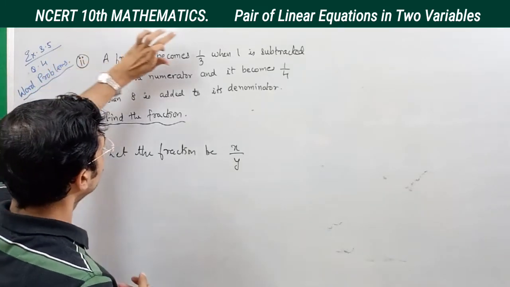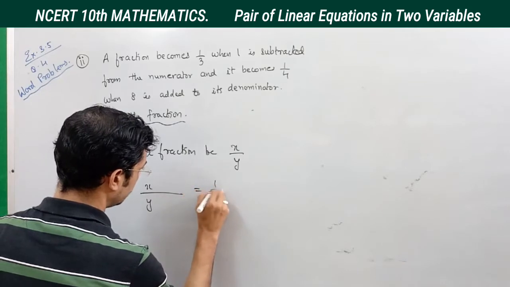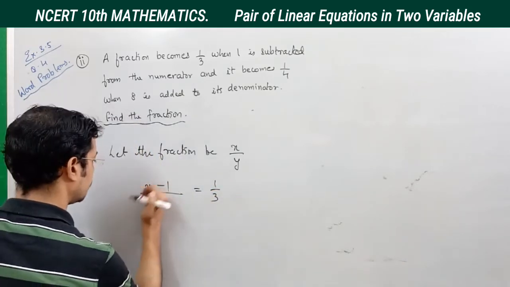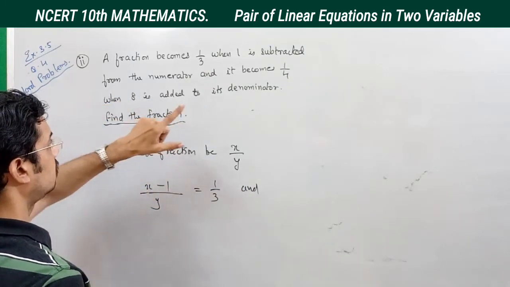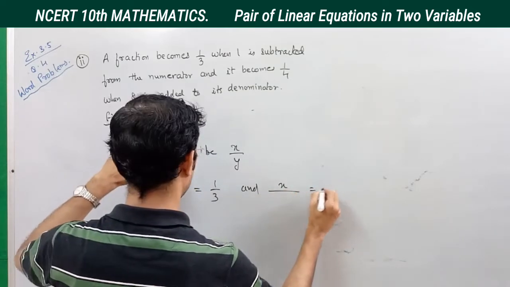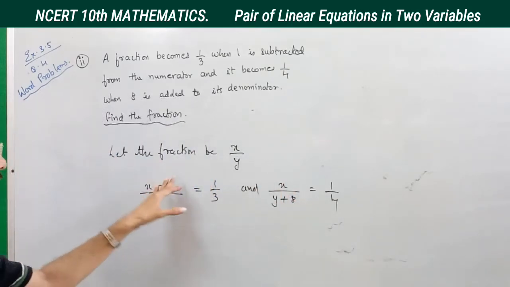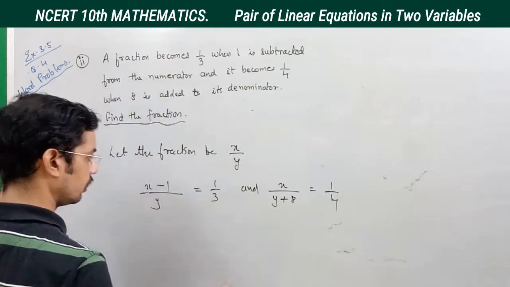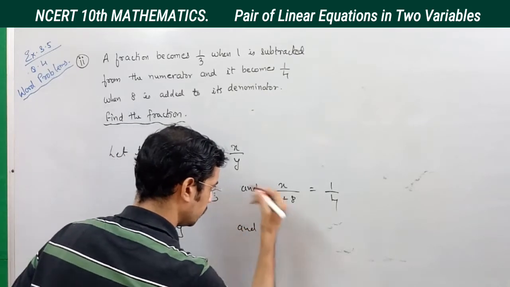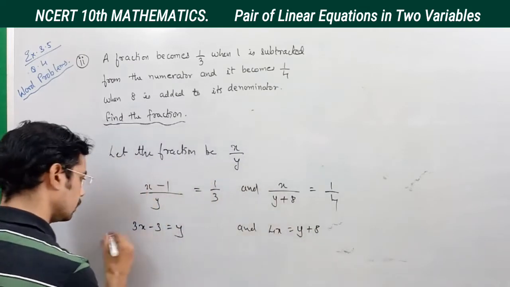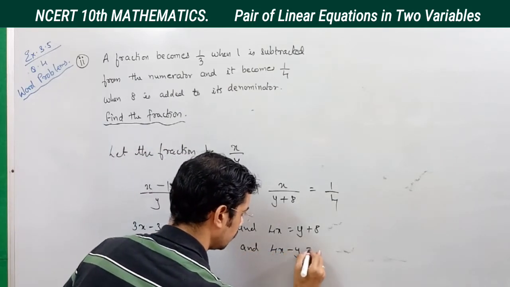The fraction x by y becomes 1 by 3 when 1 is subtracted from the numerator, and it becomes 1 by 4 when 8 is added to its denominator, y plus 8. So x by y plus 8 is equal to 1 by 4, and x minus 1 by y is equal to 1 by 3. These are the two equations which I received. I need to find out x by y. So let us simplify this. I get 3x minus 3 equal to y, and from here we have 4x equal to y plus 8. So what I have here is 3x minus y equal to 3, and 4x minus y equal to 8.